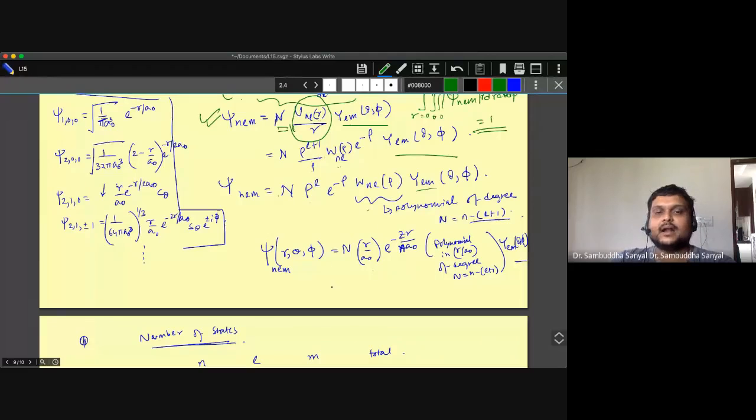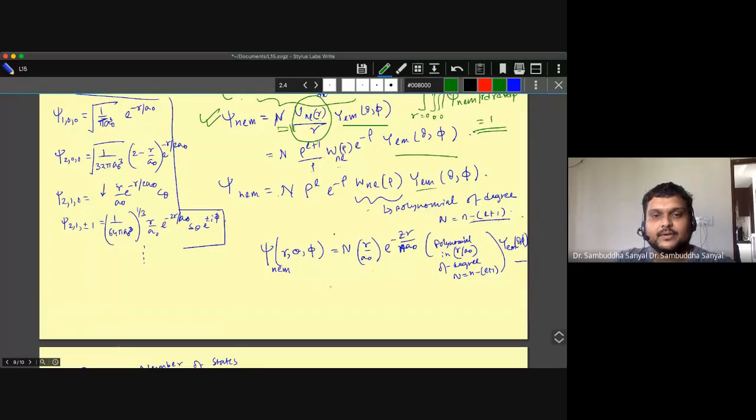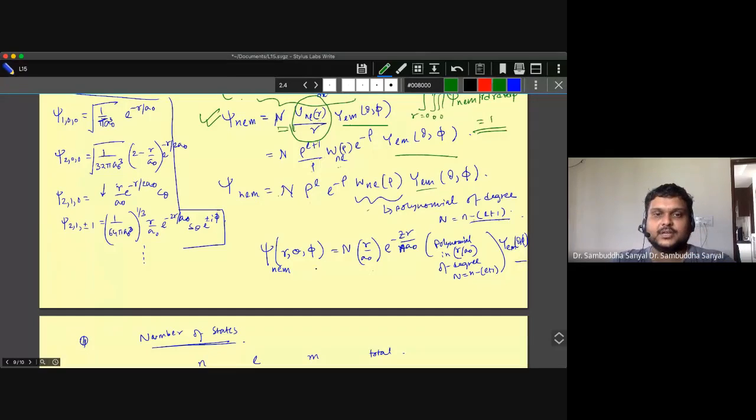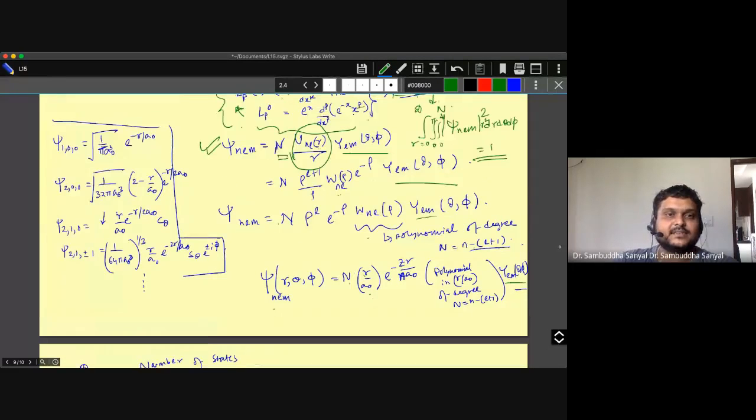Then I go to the r coordinate, which is where I want to look at this solution. So psi n l m r theta phi becomes the normalization constant times e to the power minus Z r by n a naught. I'm converting this into the r coordinate. Then this is a polynomial in r by a naught of degree capital N, where capital N is small n minus L plus 1, and this small n is the principal quantum number, and this L is historically called the azimuthal quantum number, and this angular part is Y l m theta phi. So that is your full solution of this differential equation.